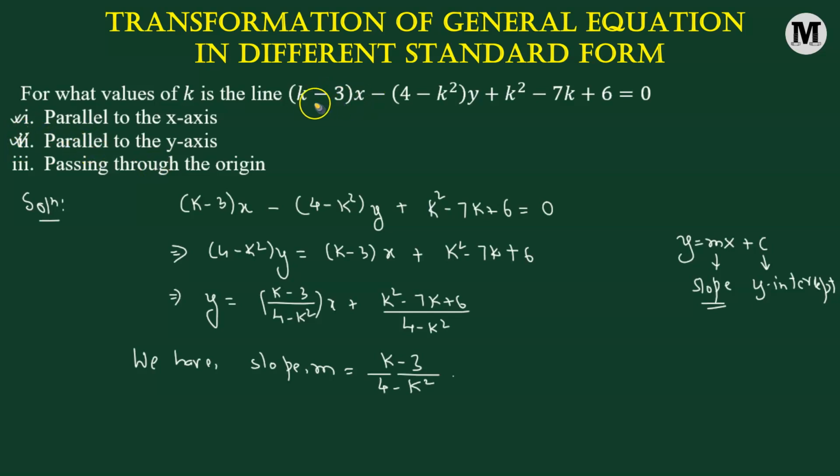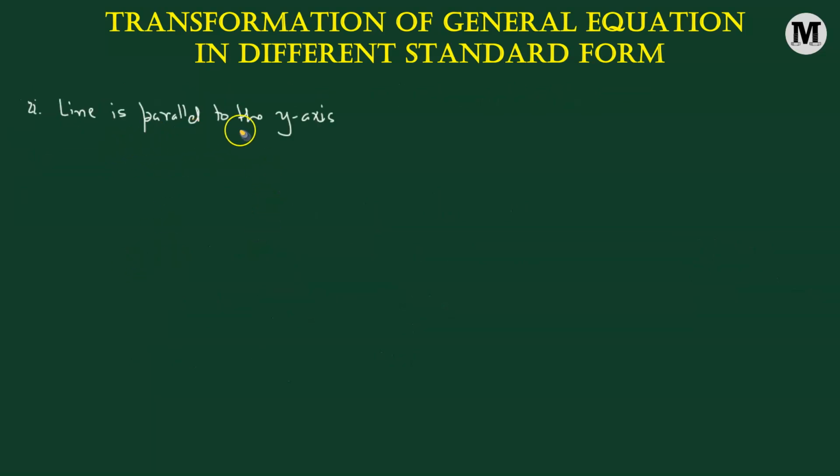Okay, let's go to the second part, where we have to find the value of k with the condition that the line is parallel to the y-axis. Whenever we have a straight line parallel to the y-axis, this simply means that the reciprocal of the slope of that line is equal to 0. We already have defined the slope m. So if we take the reciprocal of the slope, we have (4 − k²) divided by (k − 3) equals 0. When we solve for k, k comes out to be plus or minus 2. This is the value of k for which the line is parallel to the y-axis.